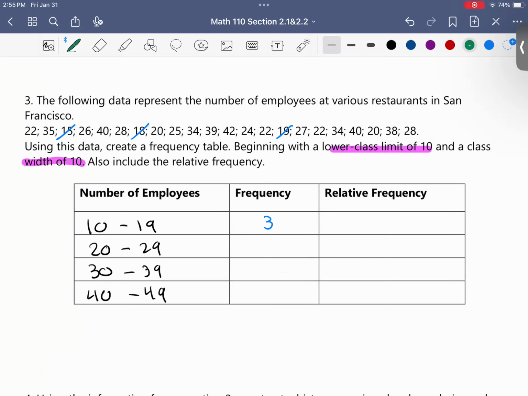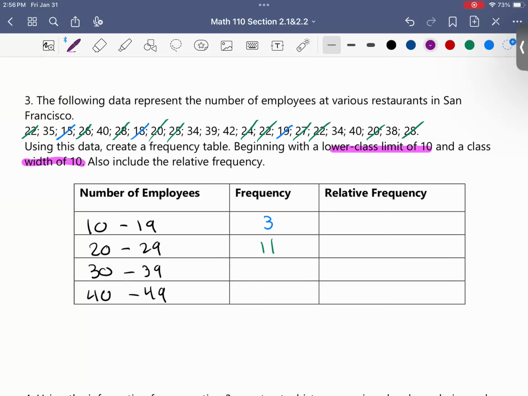Let's move on to the next class, which is 20 through 29. So 22 is between those values, 26, 28, 20, 25, 24, 22, 27, 22, 20, and 28. So that's about 1, 2, 3, 4, 5, 6, 7, 8, 9, 10, 11. 11 values. So that means our frequency is 11.